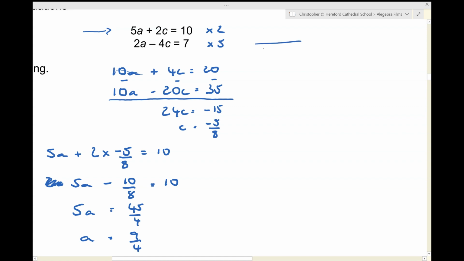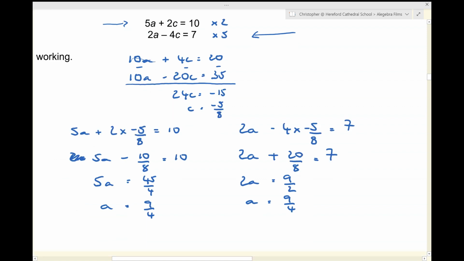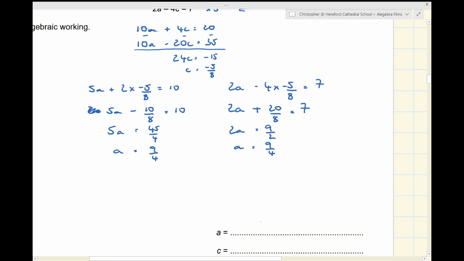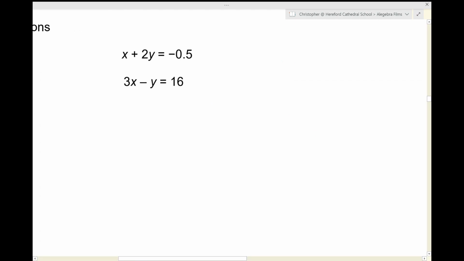Now let's substitute into this second equation. 2a minus 4 times c, so that's minus 4 times minus 5 over 8 equals 7. Well, that's 2a plus 20 over 8 equals 7. Use your calculator to do 7 minus 20/8, and you get 2a equals 9 over 2. Divide by 2, and a will be 9 over 4, just as it was before. So now you can write down your solutions. a is 9 over 4, and c is minus 5/8. That's question 3 done. Question 4, let's get the x's equal and then subtract.